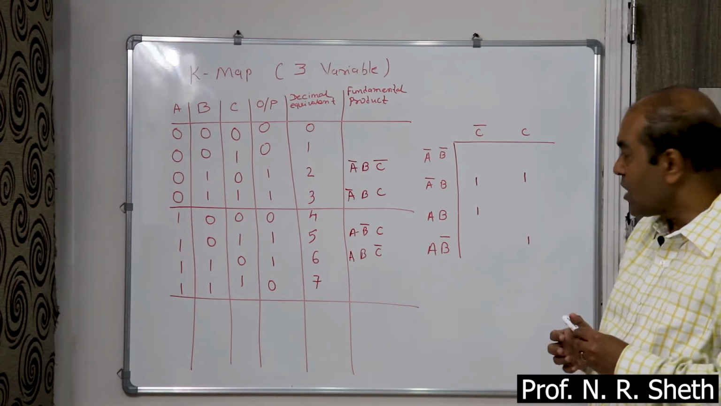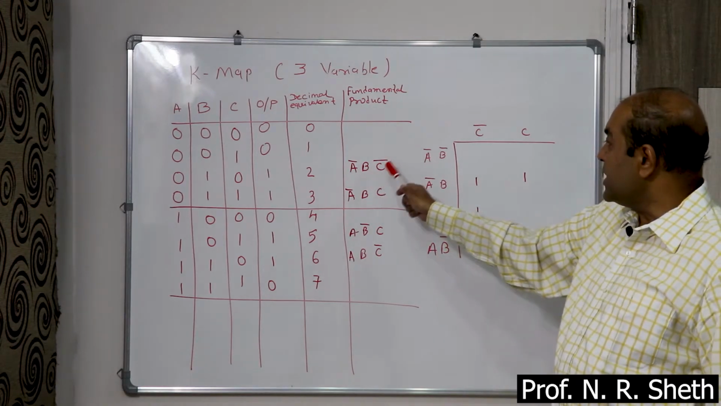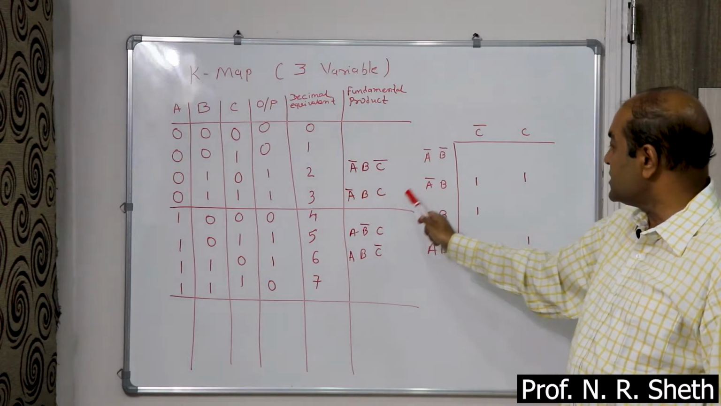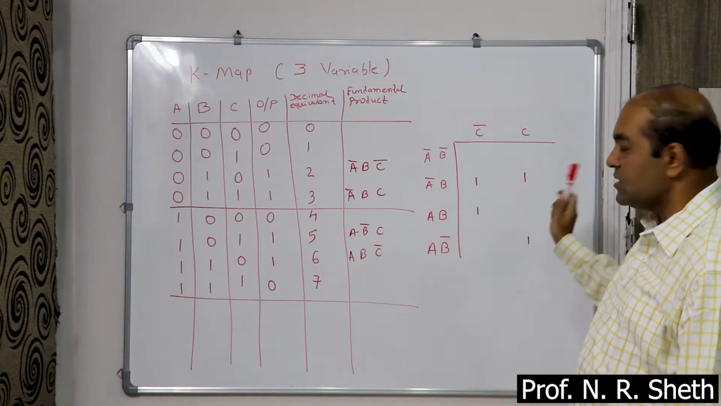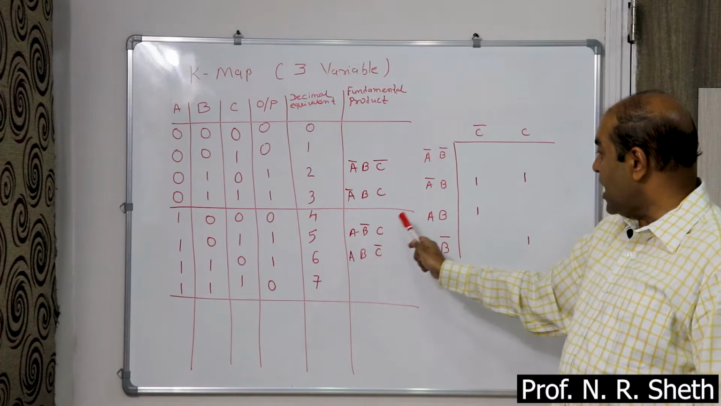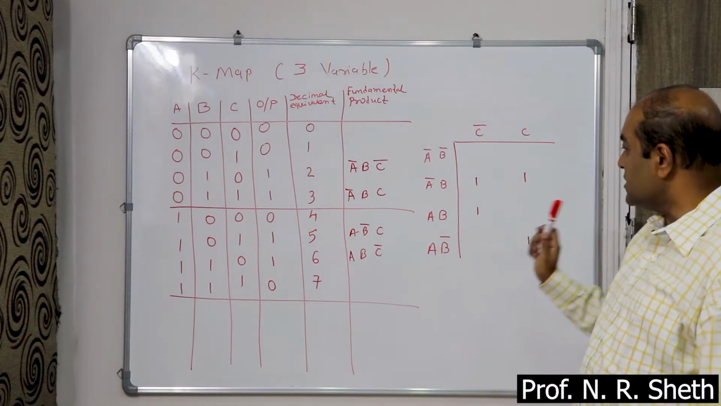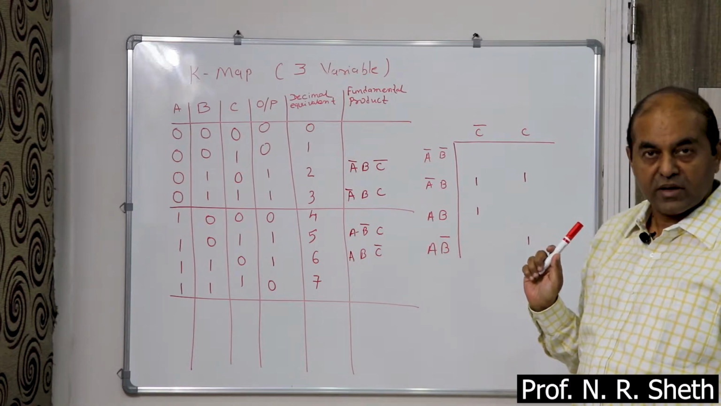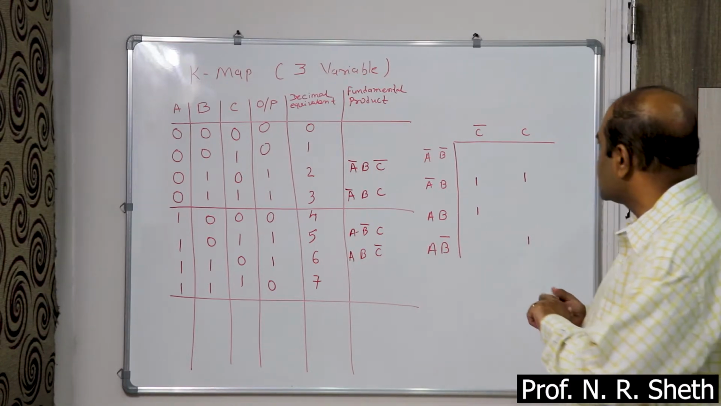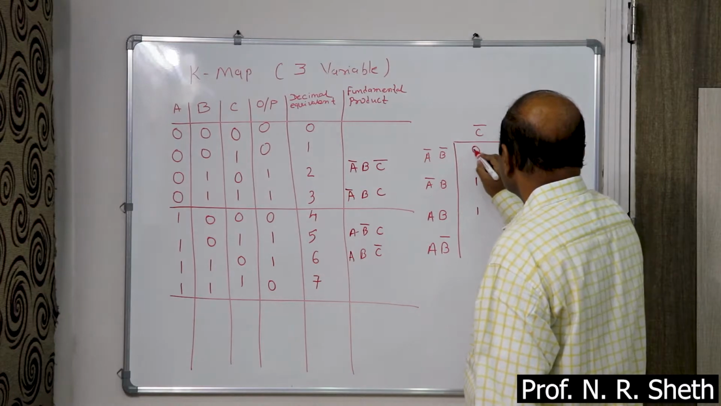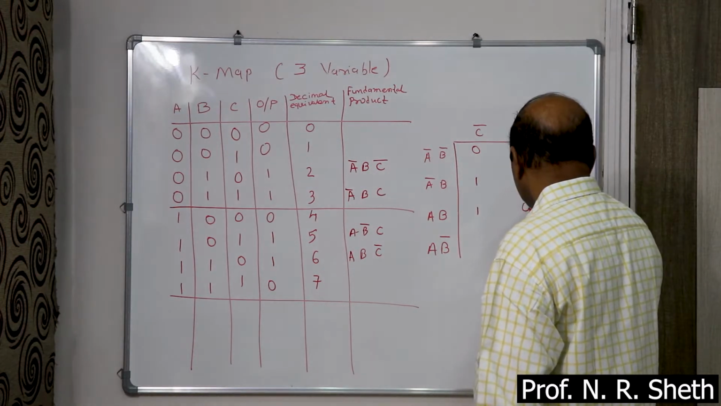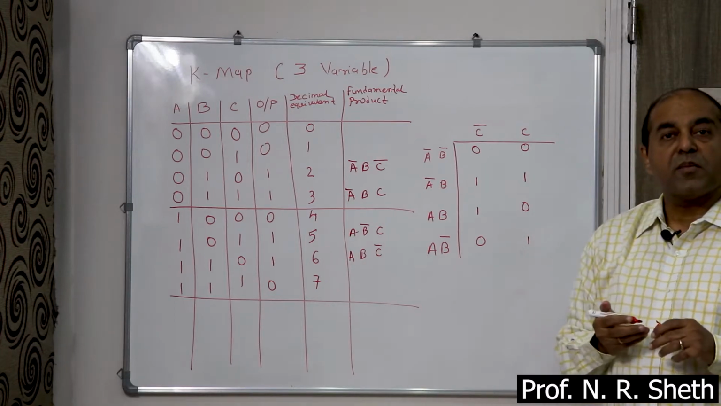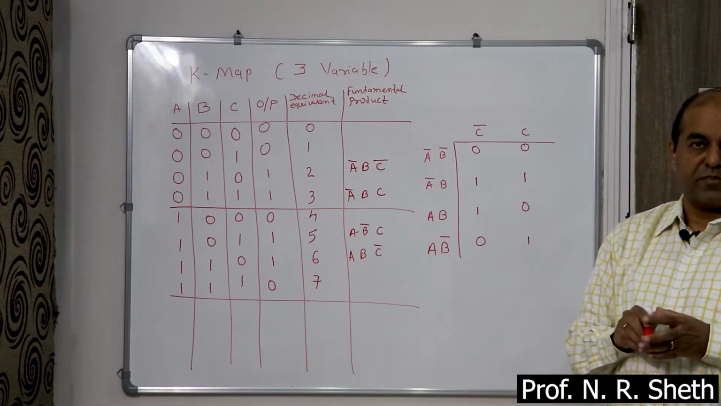Again, A bar B C bar, A bar B C, A B bar C, A B C bar. Clear? And for the rest of the things, you have to place zeros. Okay, this is about 3 variable K-map.